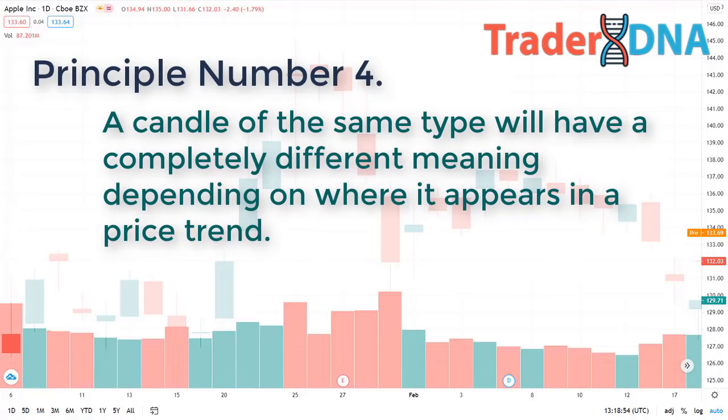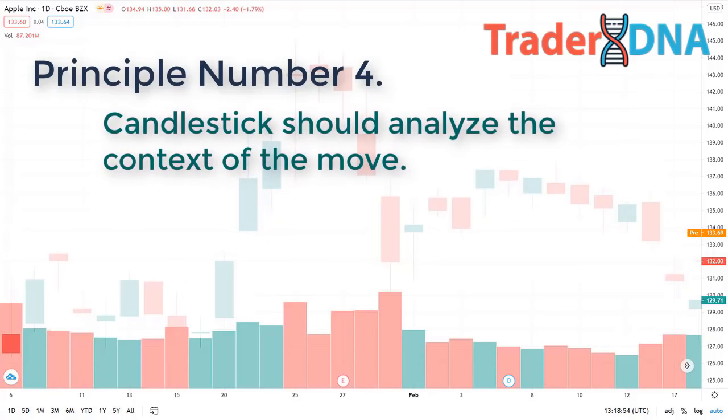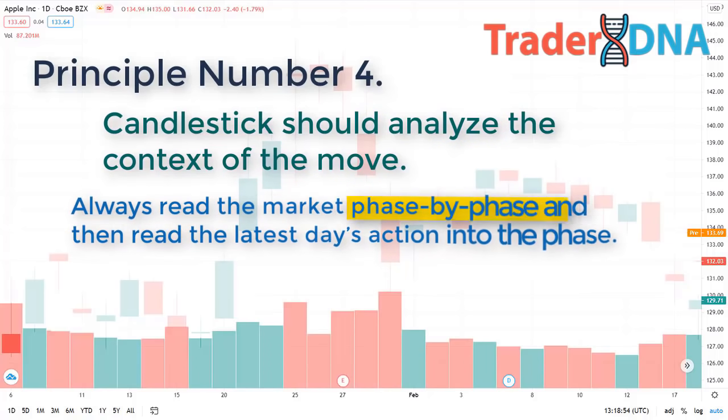Start of trend, or middle of the trend, or end of the trend, or at support or resistance, or in the consolidation phase. Candlestick should analyze the context of the move. You should never try and read the market looking at one day's action in isolation. Always read the market phase by phase, and then read the latest day's action into the phase.